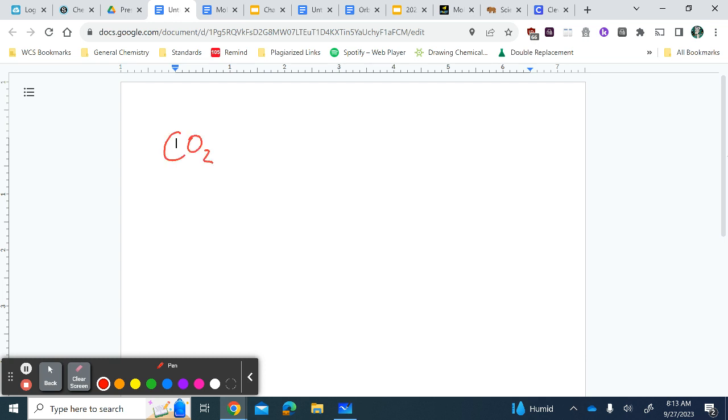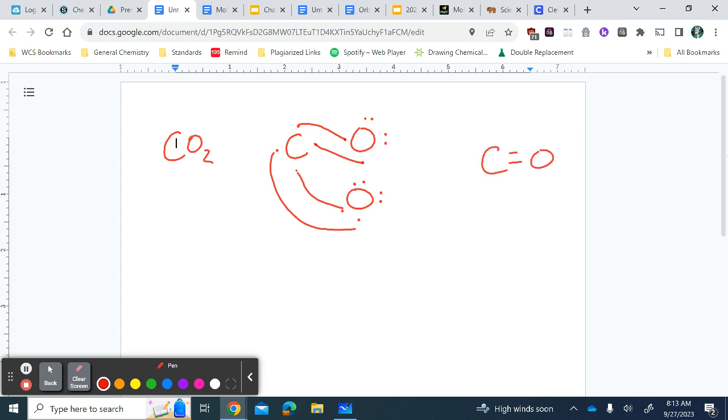So CO2 we know is drawn with a carbon atom. It has its 4 valence electrons bonded to 2 oxygen atoms, which have 6 valence electrons. And when we connect our electrons, we have a double bond. When we go through the double bonding, our final product looks something like this. But we have to know why the shape is going to be that way.